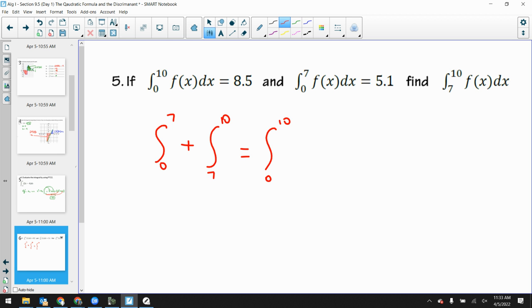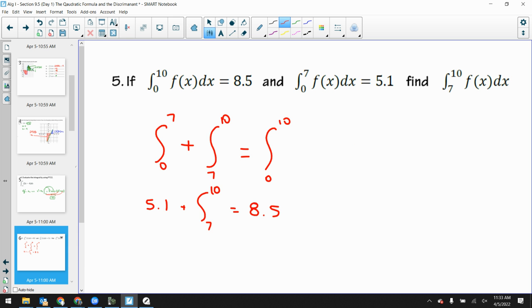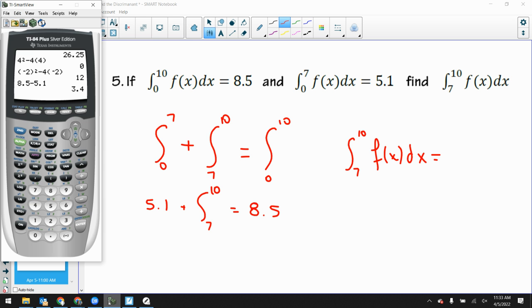So in this case, I can make myself a little equation. I've got 0 to 10 is 8.5. 0 to 7 is 5.1. And I'm asked to find 7 to 10. We'll just subtract it over. 8.5 minus 5.1 is 3.4. So the integral from 7 to 10 of f of x dx is 3.4.